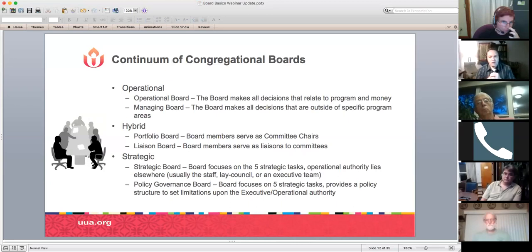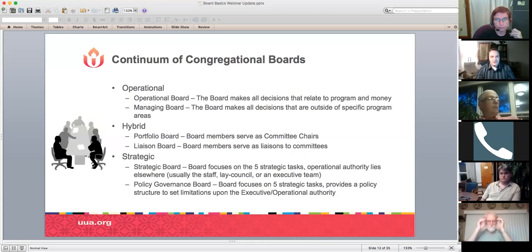There are two structures that are more hybrid, that rest kind of in the middle of the spectrum. The first is what I would call a portfolio board, and many of our congregations have a portfolio board in their history. A portfolio board is where the board members are made up of the committee chairs. That all the program committee chairs, the finance committee chair is the member of the board from finance. The worship committee chair is the member of the board from worship. So you have a centralization because all of the key stakeholders are at the board table, but they are also running programming. One of the challenges of this structure is that you basically have your board members doing double duty. The board members are also managing their own committees.